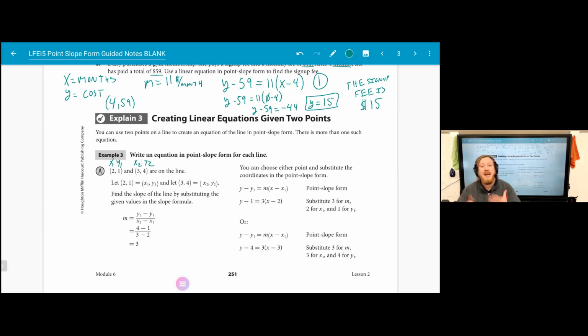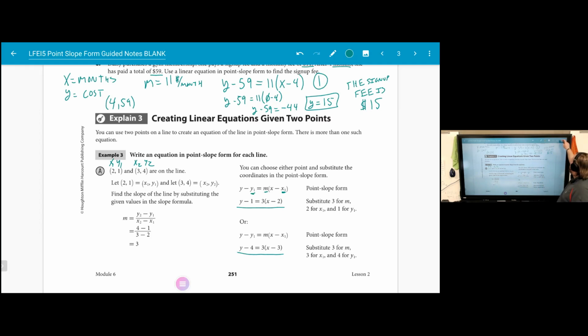And then you can pick either point to plug in. Remember, you start with point slope form, and you replace just y1, m, and x1. So if you went with 2, 1 as your point, you'd have y minus 1 equals 3 times x minus 2. Or if you use 3, 4 as your point, you'd have y minus 4 equals 3 times x minus 3. It's okay. Again, you can back this up if you need to and watch it.